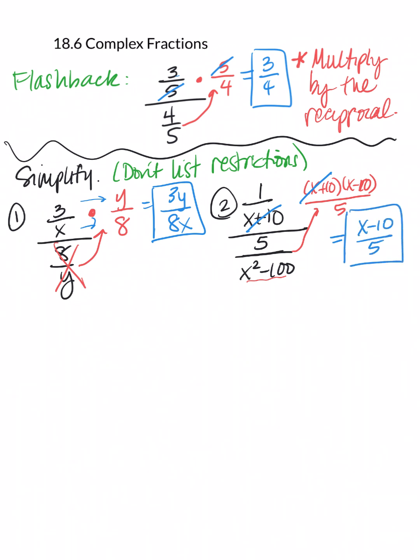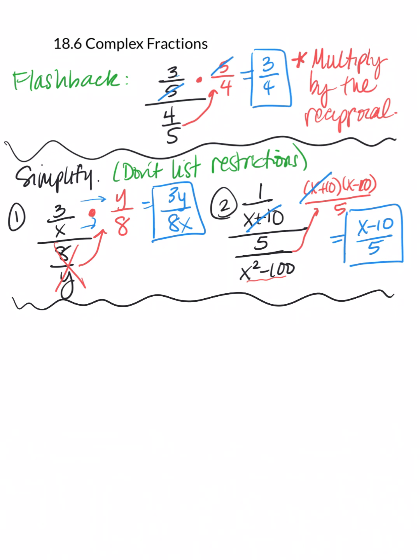And that's my answer. I can't reduce this 10 and the 5 because remember the 10 is glued to the x by the minus sign. The only way you can reduce is if you could take a GCF out of the top and the bottom. It doesn't work on this one, so we're done. All right, now let's keep going.